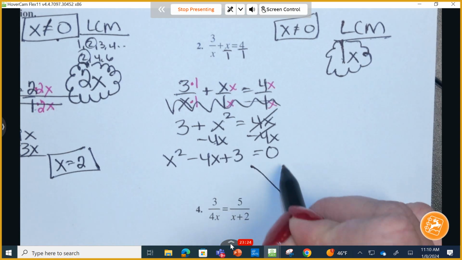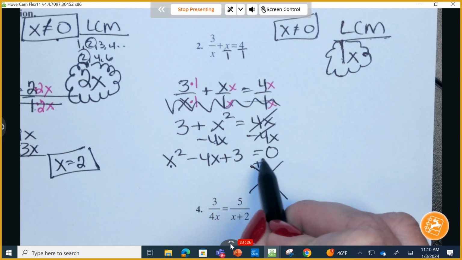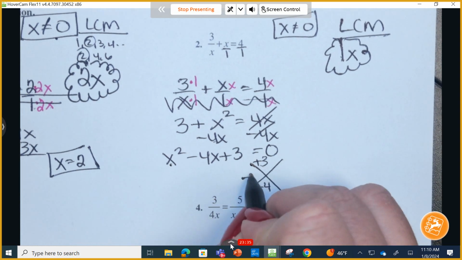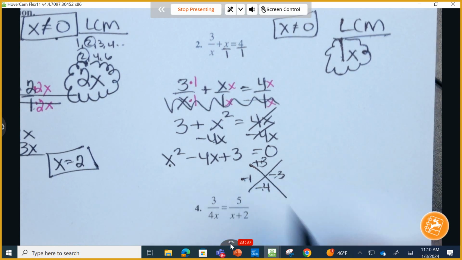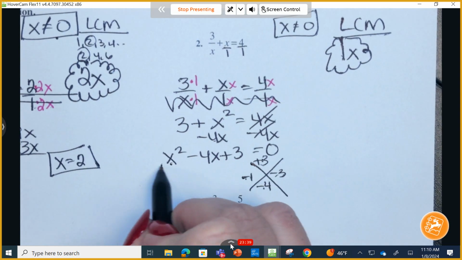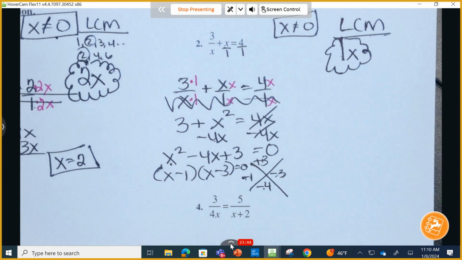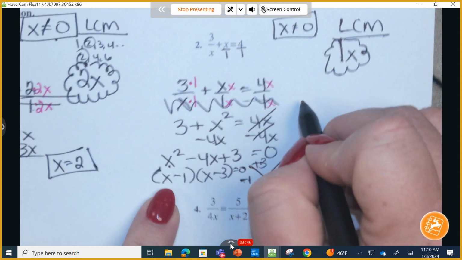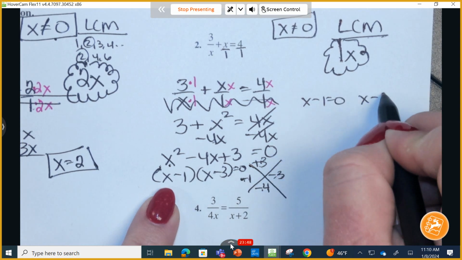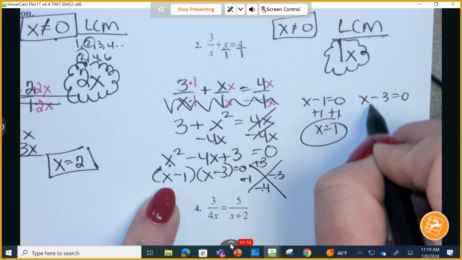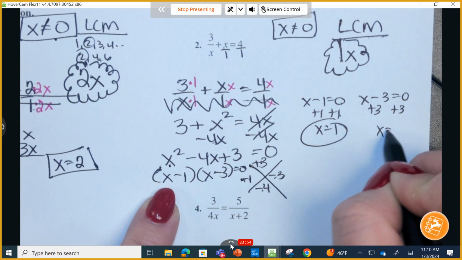Let's see if factoring works. 1 times 3 is 3. Can we think of 2 numbers that multiply to equal 3 and combine to equal -4? -1 and -3. Let's check. Multiply and combine. I love it. Because the leading coefficient is 1, it's x minus 1 and x minus 3. So I'm going to set each one of these groups equal to 0 right now, and I'm going to solve. Okay, so I think one answer is 1, and I think another answer is 3.